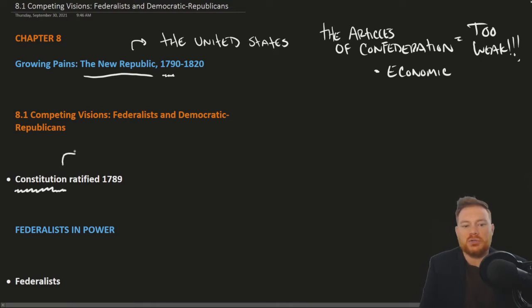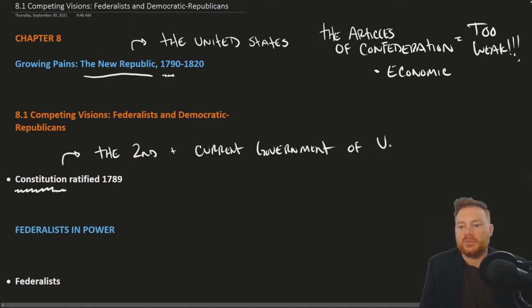Right, so the Constitution is the second and current government of the U.S. Of course, this consists of our three branches, the executive, the legislative, and judicial. And that went into effect in 1789.